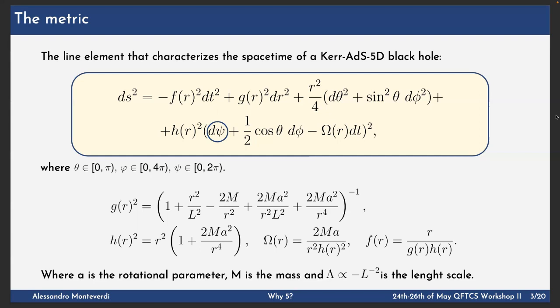And then we picked a very particular coordinate system that exploits a lot this kind of symmetry. And I should say a is the rotational parameter of my black hole, so how fast my black hole is rotating, M is the mass, and L is the length scale. So we are in AdS, so it's like working in a box.